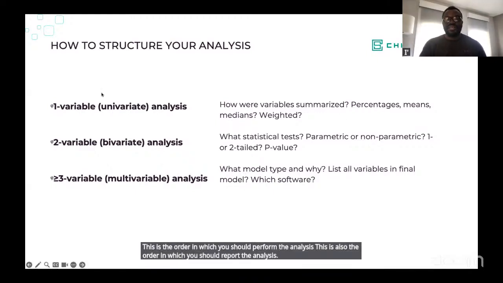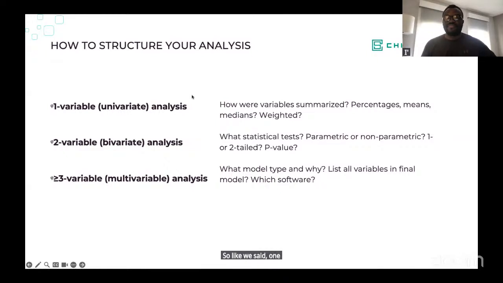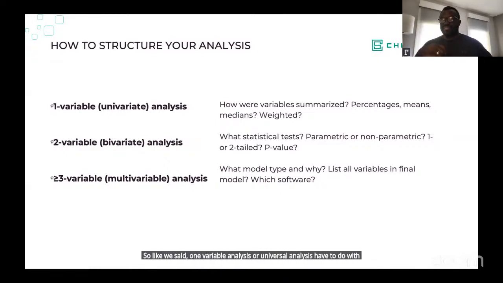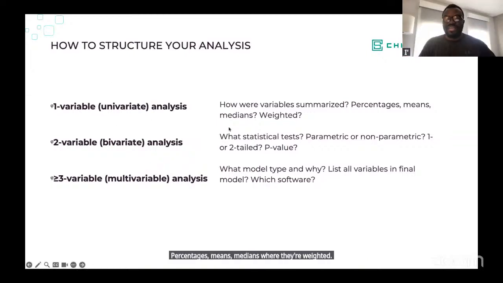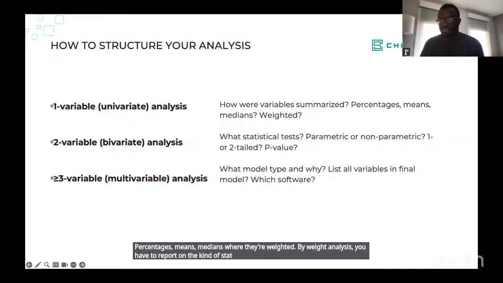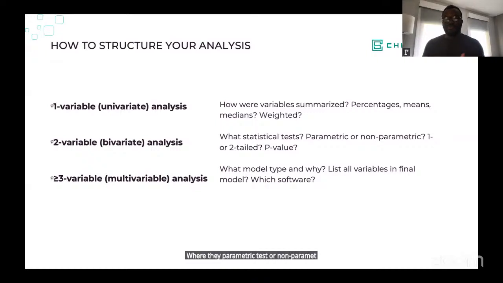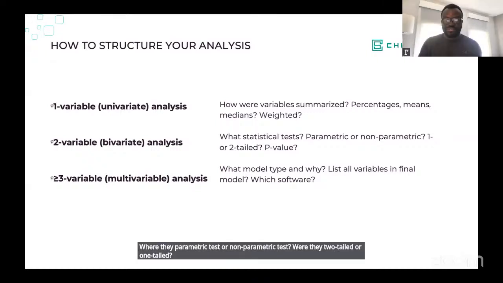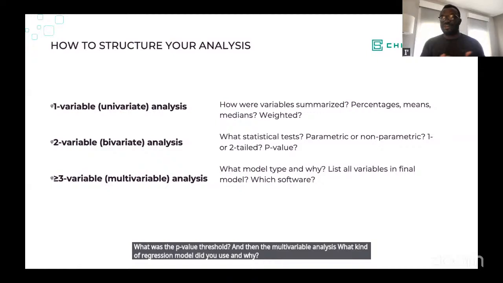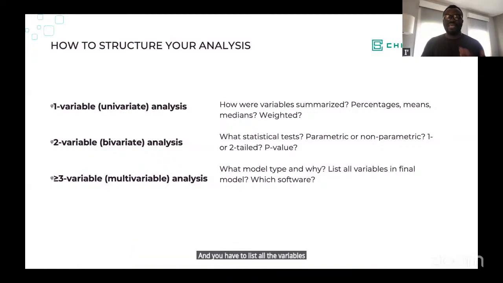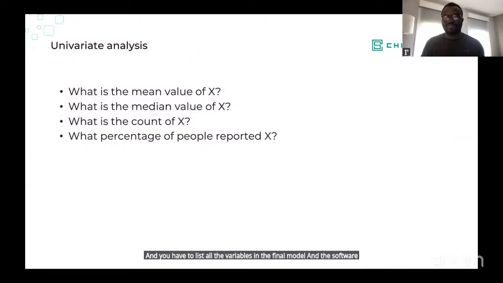So like we said, one variable analysis, or univariate analysis, has to do with how a variable is summarized: percentages, means, medians, whether weighted. In bivariate analysis, you have to report on the kind of statistical test you used. Were they parametric or non-parametric tests? Were they two-tailed or one-tailed? What was the p-value threshold? And then in multivariable analysis, what kind of regression model did you use and why? You have to list all the variables in the final model and the software you used to analyze it.